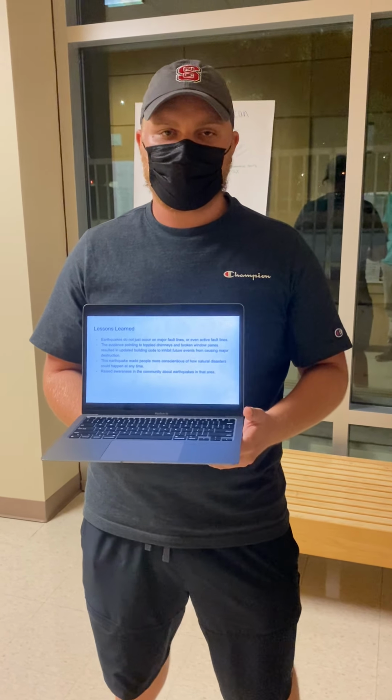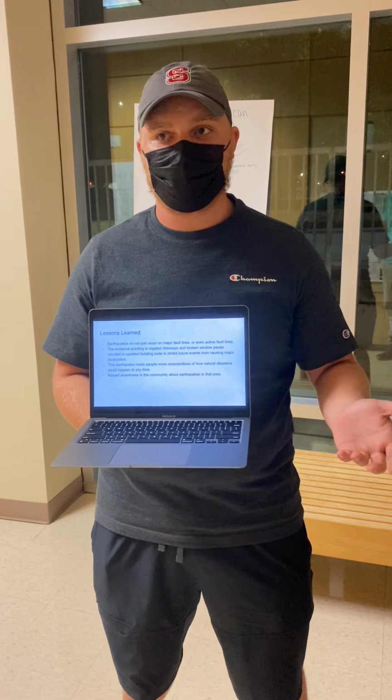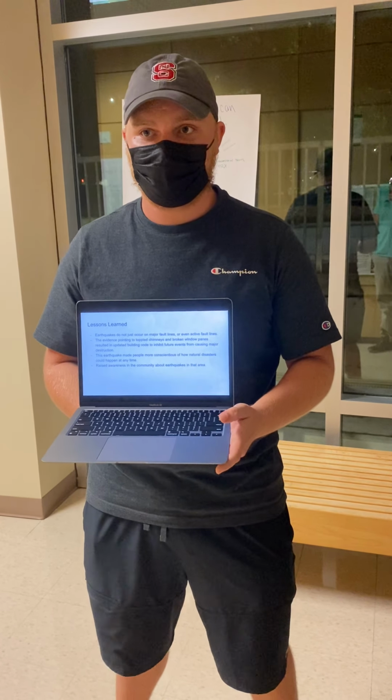One lesson was that earthquakes can occur even on dormant fault lines. So even when a fault line isn't considered active anymore, it can still release an earthquake up to like 5.2 magnitude, which is still big enough to topple certain buildings and disrupt ecosystems.